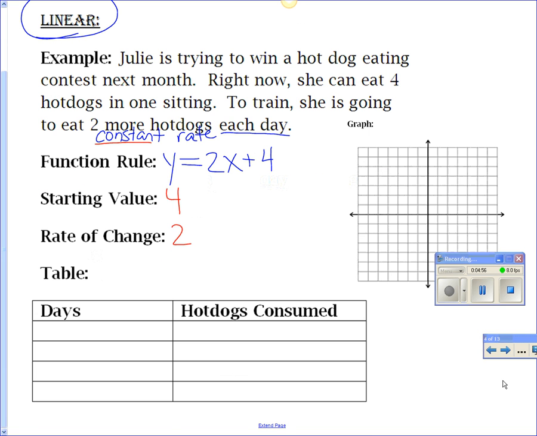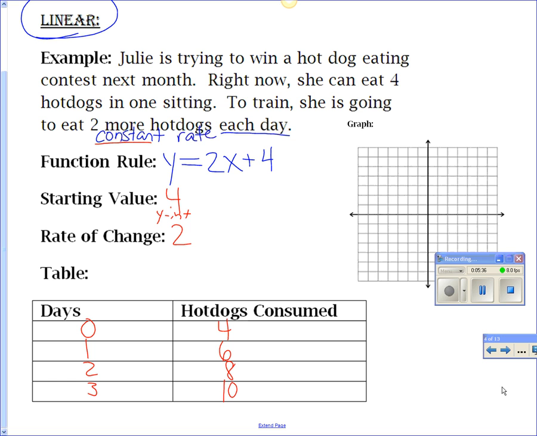Okay, so let's make a quick table. She starts out consuming 4 hot dogs. And you have to be careful. That's the starting value. What number always goes with the starting value? 0. Good. Not 1, but 0. Because remember, that's the same thing as the y-intercept. So it always has to have a 0 with it. So 0 and 4. All right. On the next day, she's eating 2 more hot dogs. So that is 6. And then the next day would be 8. And the next day would be 10.